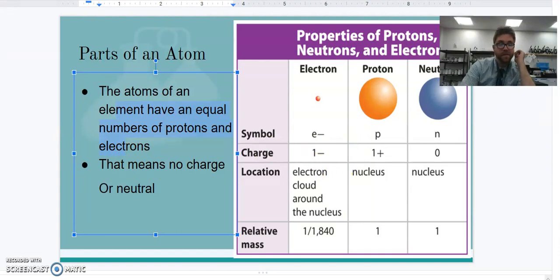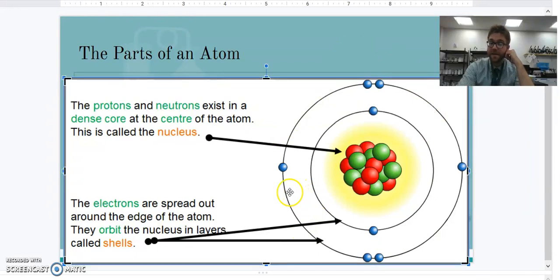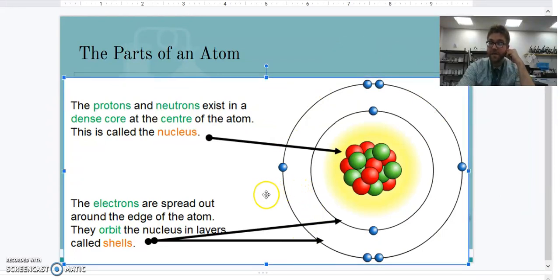All right, here's another picture of what an atom looks like. Again, the nucleus is in the center. The nucleus has protons and neutrons. That's the center. The electrons hang out in shells. That's the circle on the outside. Each shell has a name. This here is the first shell. This is the second shell. The next one would be the third shell. And then we would have the fourth shell.